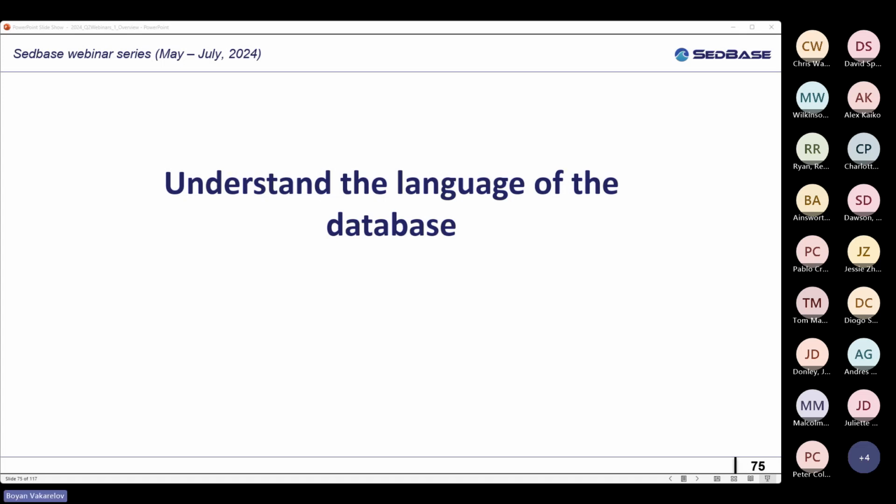Okay, so let us continue. So far I gave you an overview of the main parts of Sedbase. As you can see, it has quite a few different apps and databases that you can use. This has been built since 2009, so a lot of work has gone in over the years, and the package has grown, as you can imagine.